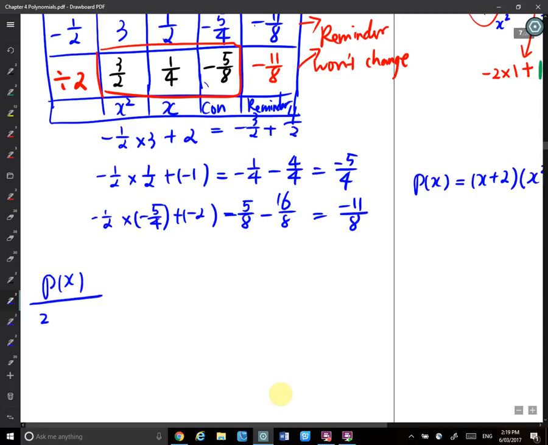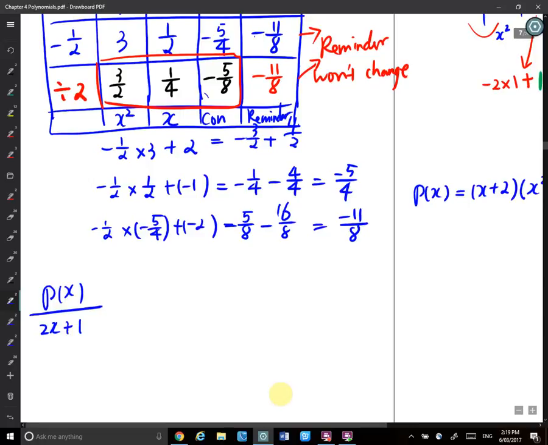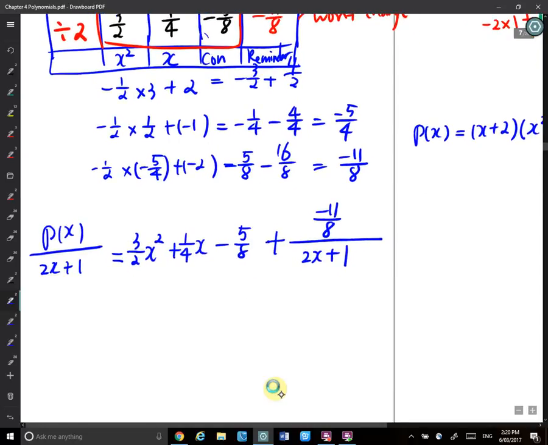So what does p(x) divided by 2x plus 1 equal? It equals 3 over 2 x squared plus a quarter x minus 5 on 8 for the constant, plus negative 11 on 8, which is the remainder, over the divisor. So that's 3 over 2 x squared plus 1 on 4 x minus 5 on 8, minus 11 over 16 plus 8, times 8 on both top and bottom. So you will have that.